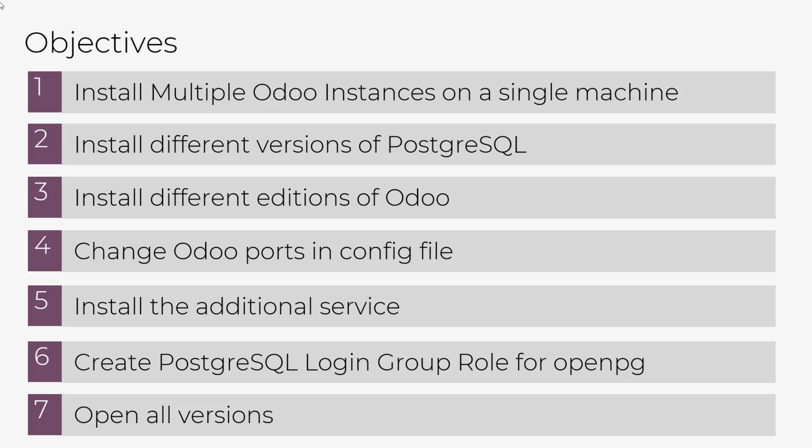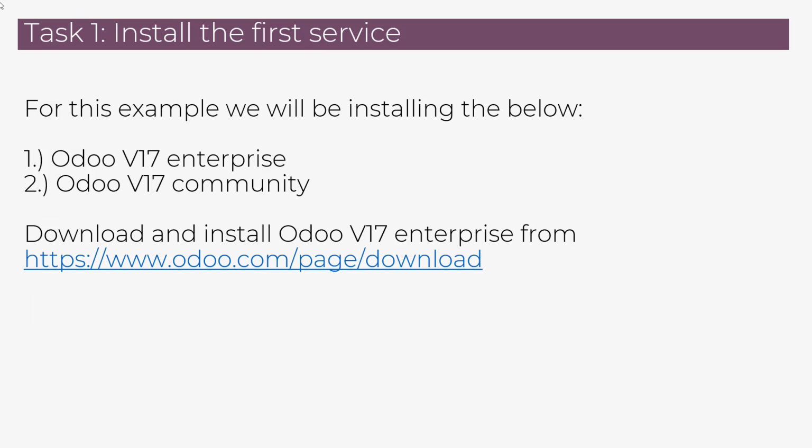In today's video, we'll be looking at how to install multiple Odoo instances on a single machine in Windows. Our objectives will be as below. We are going to install multiple Odoo instances on a single machine. We're also going to install different versions of PostgreSQL, and different editions of Odoo. We're also going to change Odoo ports in the configuration file, and install the additional service. We are going to create the PostgreSQL login group role for OpenPG, and we are going to open all versions.